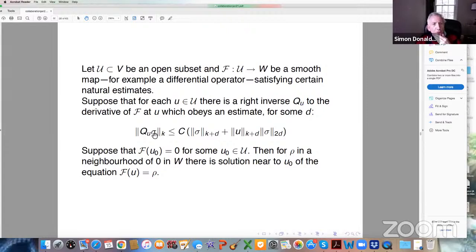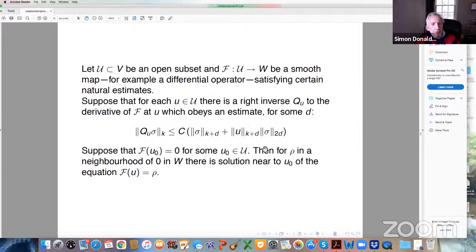the kth norm of Q of sigma is controlled in terms of the (k+d)th norm of sigma for some suitable d, plus an extra term which gives you some freedom as the point U varies around.